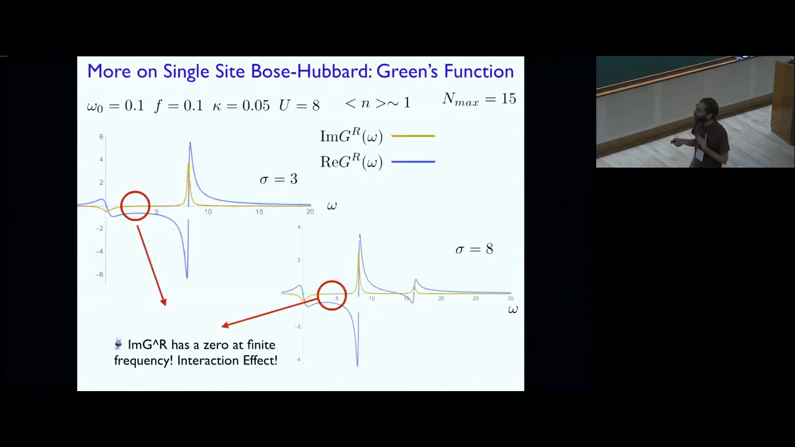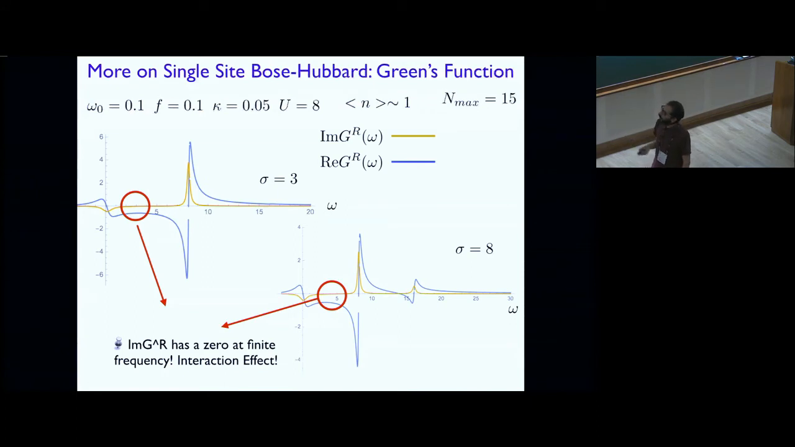First of all, we look at the retarded Green function of this single site in the presence of drive, dissipation and interaction. There are a bunch of peaks that you can understand by looking at the spectrum of the single site. What is really important, and I would like to draw your attention to, is that the imaginary part of this Green function has a zero at finite frequency. This is something that would never happen for a linear system. A linear system would just have an imaginary part which is a nice Lorentzian. This zero of the imaginary part bothered me for quite a long time until I realized it has a quite nice meaning.